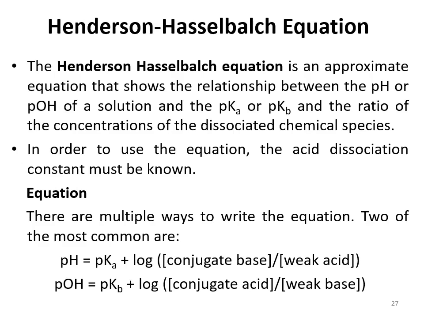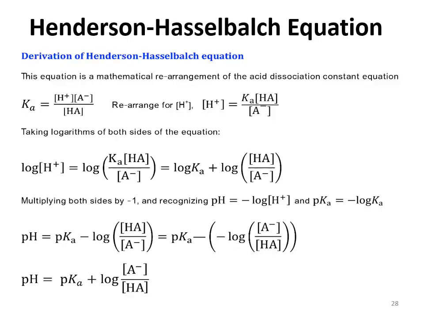And for pOH, it is equal to pKb plus log of conjugate acid divided by weak base. Next we will discuss how we have derived this equation. Derivation of the Henderson-Hasselbalch equation. This equation is a mathematical rearrangement of the acid dissociation constant equation.